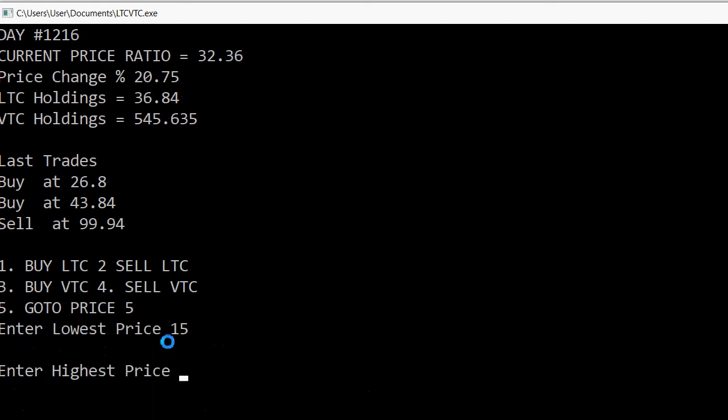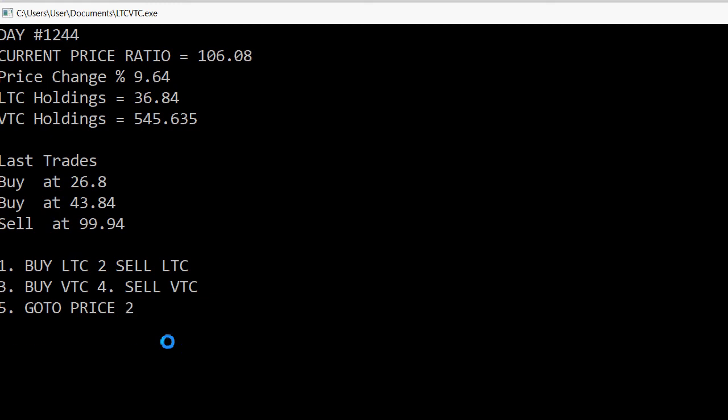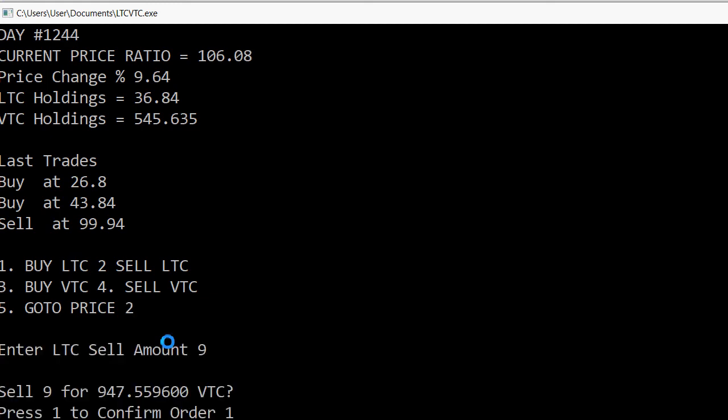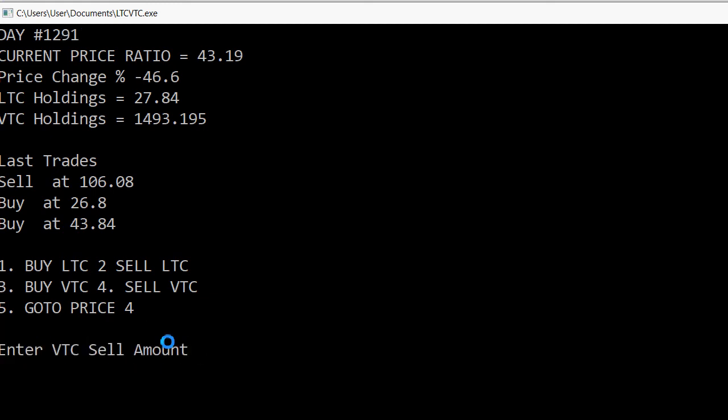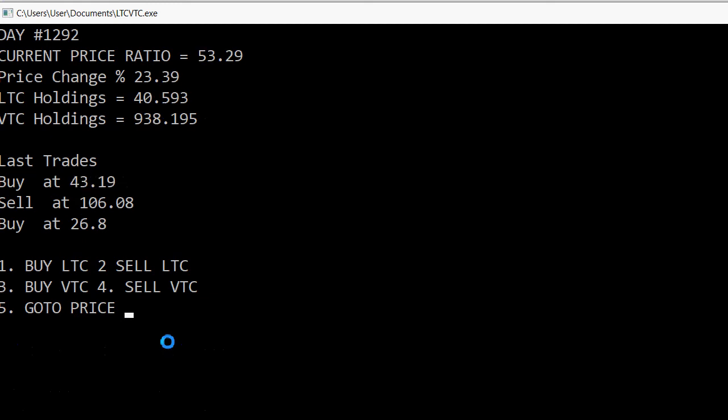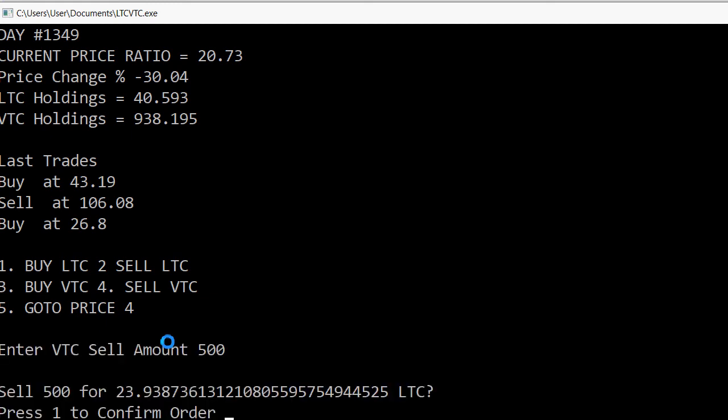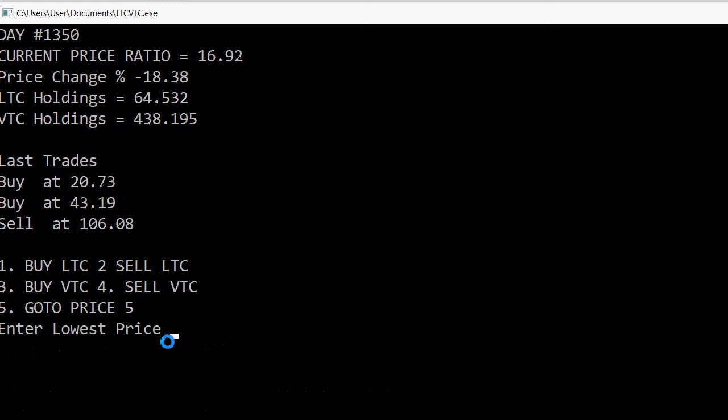So we'll buy back at say 15, sell over 100. Okay, we got 36, maybe sell 9. Buy back at 44, sell at 233. Okay, 1490. We're on day 1291. So we're getting the slow period soon. 1493, so let's sell 555 and get 12. And buy back at say 25, sell over 100. Goes to 20. Okay, I can sell like 500 of these things and pick up like 24 of these Litecoins up to 64. Let's buy back at 11, sell at 68.